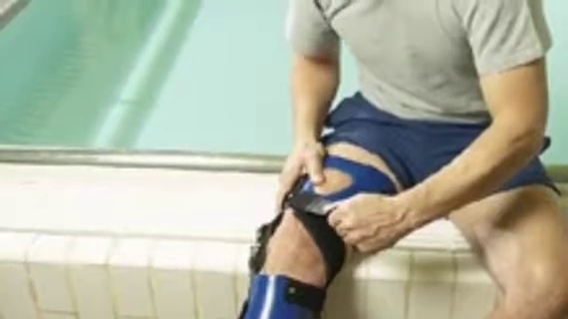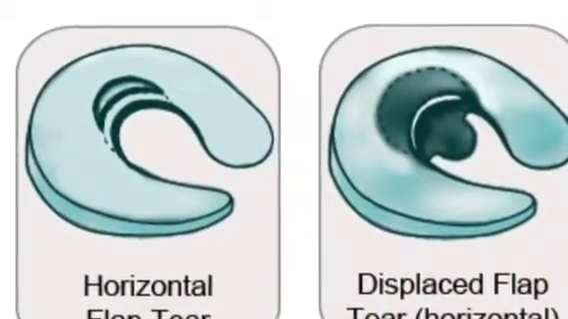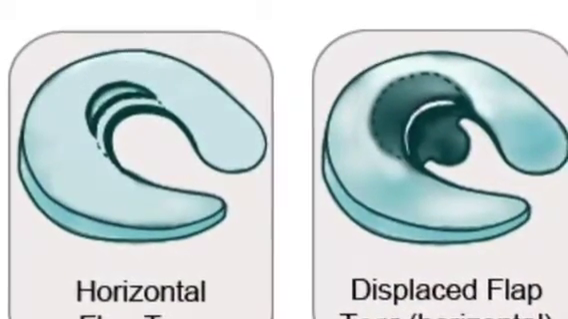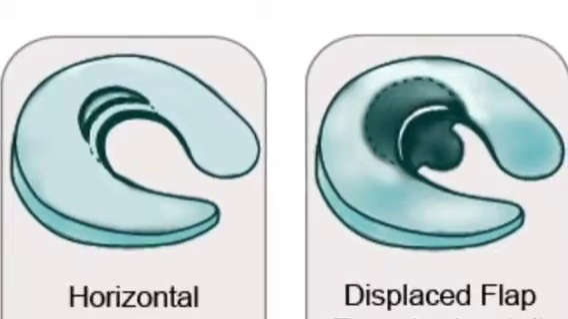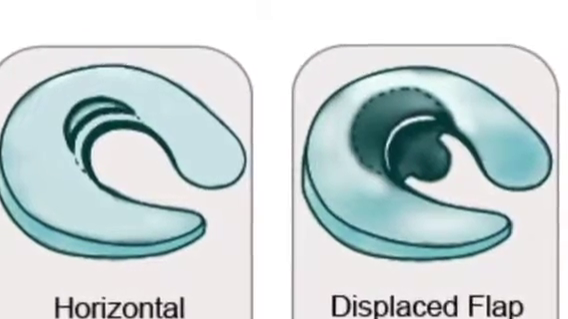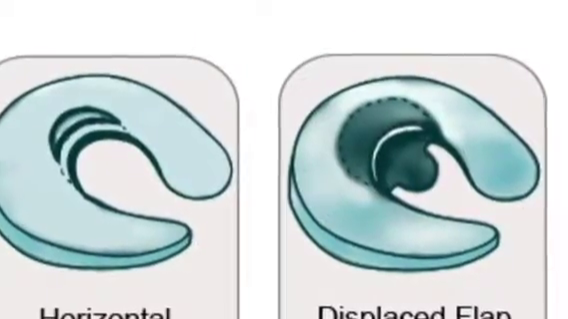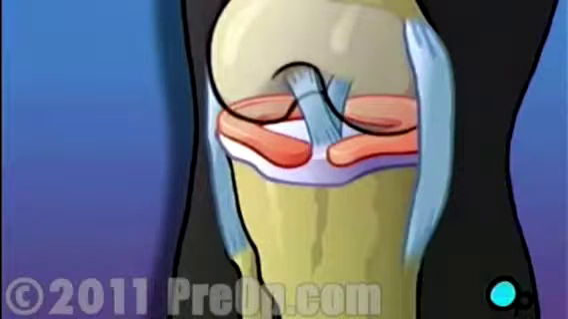Meniscus injuries can also occur over time due to degenerative changes or wear and tear in the knee joint and are more common in the older athlete. This leads to the edges of the meniscus becoming frayed and jagged, increasing the likelihood of a meniscus tear. Other types of meniscus tear are the flap tear and the horizontal cleavage tear.